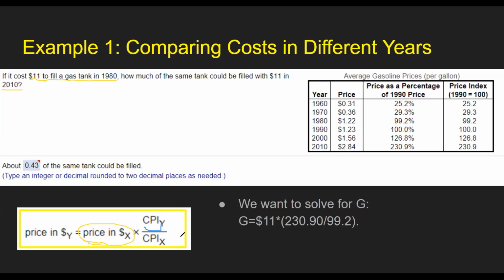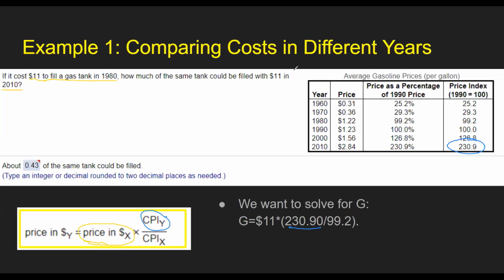CPI for Y, I'm sorry, it's tough to write on the screen here. CPI for Y needs to be 2010 CPI. So I'm going to go to the chart, look for 2010, and find the cost price index for 2010. That's what I want to convert it to, $2010. So that's why that index needs to be in the numerator. So you'll notice I have that in the numerator here.